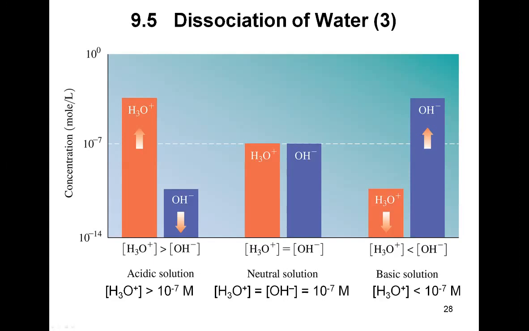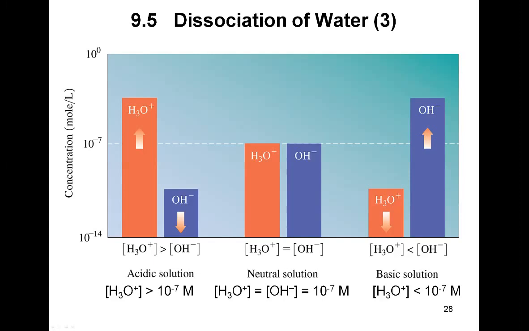Let's look first to the left. If the hydronium ion concentration is larger, which means greater than 1 times 10 to the negative 7 molar, then the hydroxide ion concentration will necessarily be smaller, so that their product is still equal to the Kw. And so when one increases, the other has to decrease. And when it's the hydronium ion concentration that is larger in value, then we call that an acidic solution.